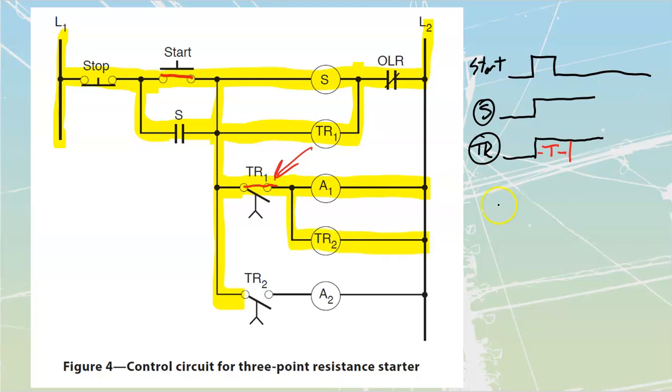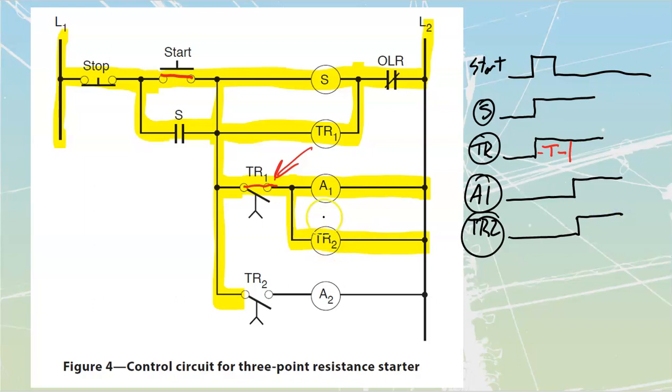So I can add those two into this one now. We'll add in our A1 and we will add in TR2 as individual coils down here. A1 fires on when this thing finishes its timing. TR2 fires on at the same time as my A1. And then TR2 is going to continue its timing until it finishes its time. And at that point, it's going to fire on my last coil, which is going to be my A2.